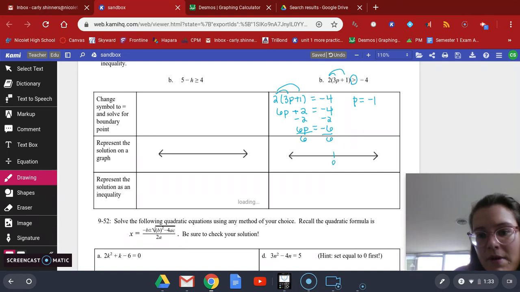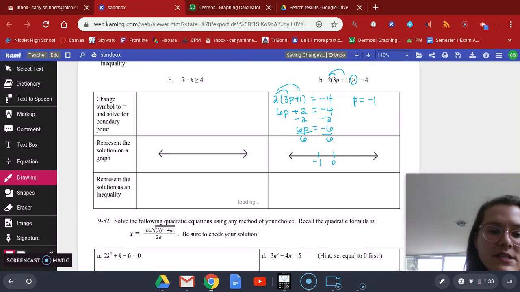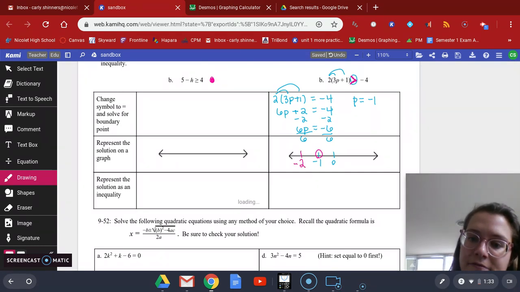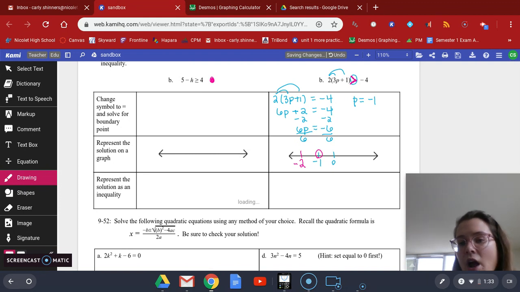So put 0 in the middle. -1 is our boundary point. That should be an open point. Since it's just a greater than, there's no "or equal to," right? This one will be closed because it's greater than or equal to. So leave that open, and then I need 1 point to the left, 1 point to the right, and we're just going to plug each of those in and find which way do I need to shade, okay?